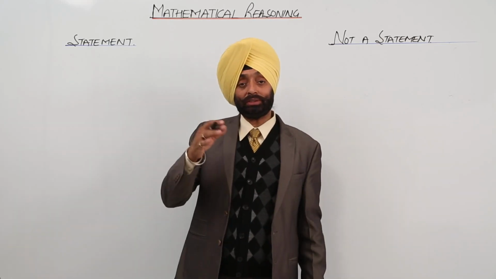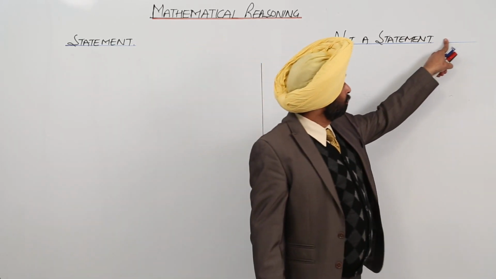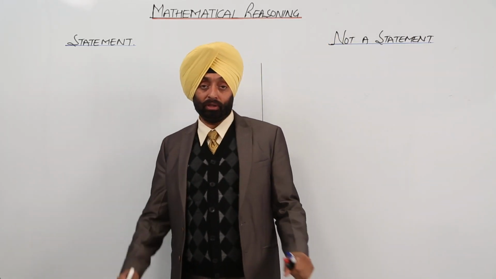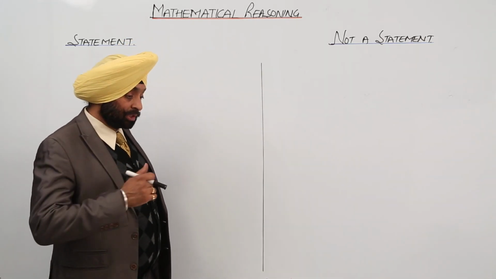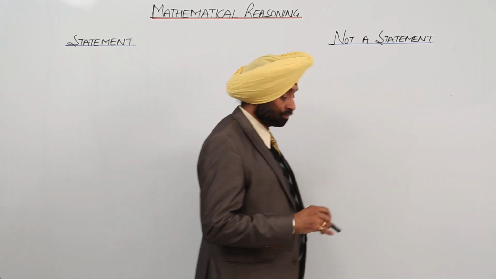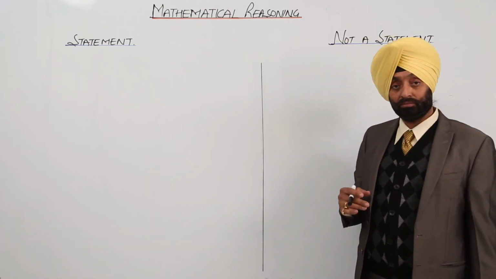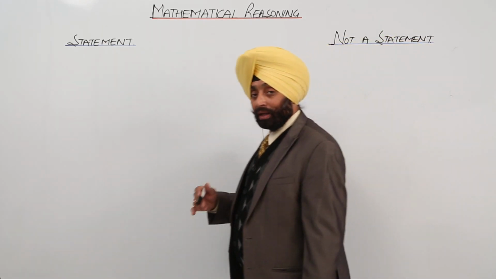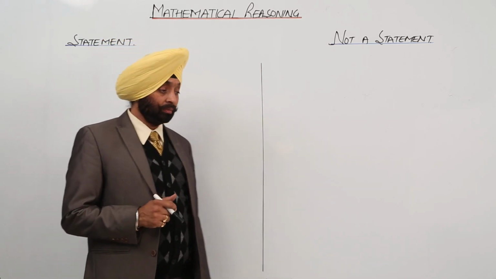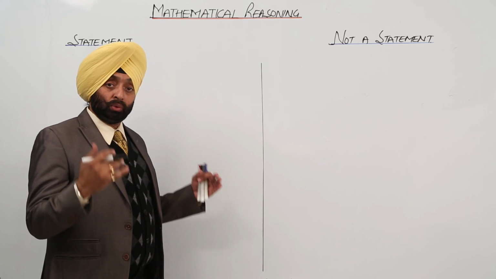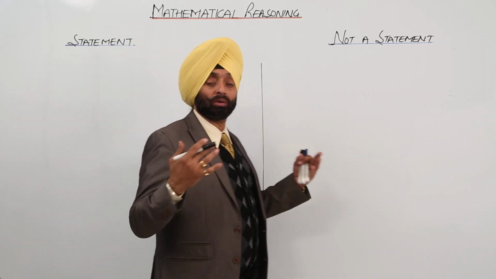Let's discuss what is the difference between a statement and not a statement from the mathematics point of view. Is it clear? So now we have a lot of examples. For example, you can say that Taj Mahal in India is in Agra. Okay. 5 times 5 is 50. Okay. Today is Sunday. So we have a lot of examples.